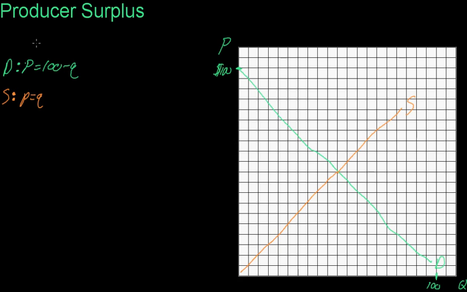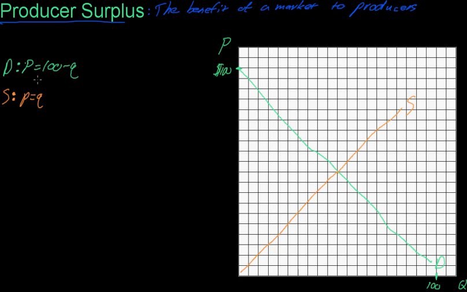So this video is going to cover producer surplus. And producer surplus is simply the benefit to producers, the benefit of a market to producers. So we're going to get down to putting that on this graph and calculating it in just a second. But first we need to understand what's going on in the market.